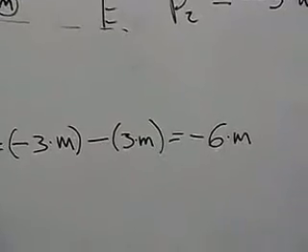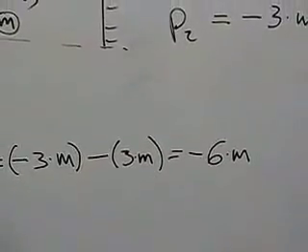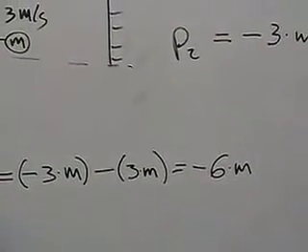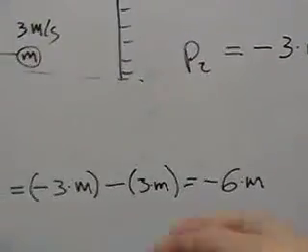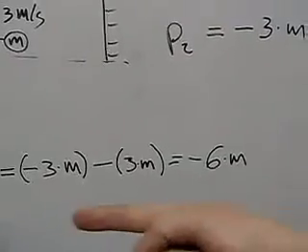And that actually also tells you in which direction the external force was applied. If that's the negative direction, and the change in momentum was negative 6m, then you know that the force was applied in that direction.